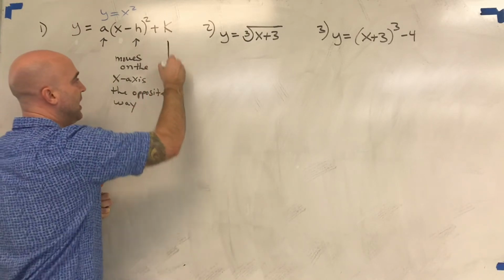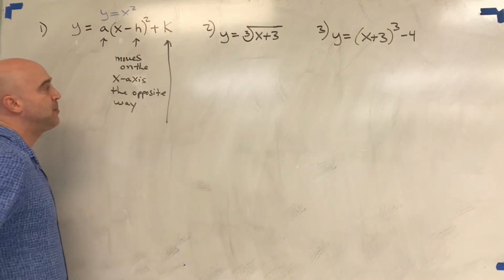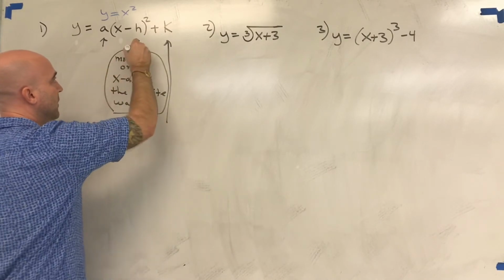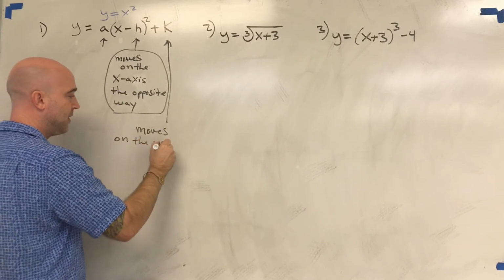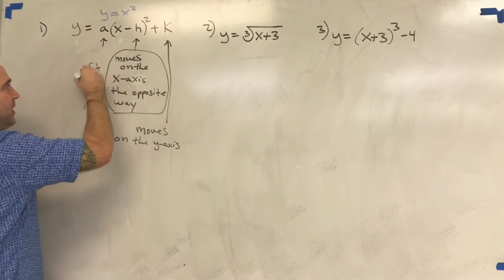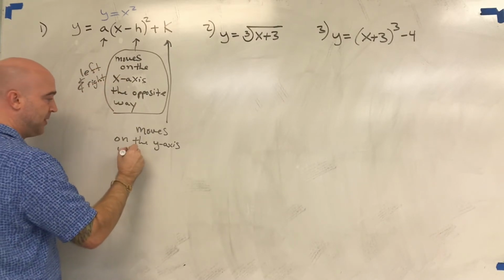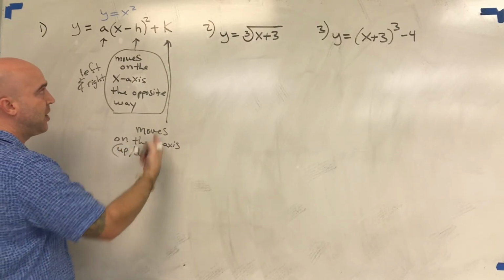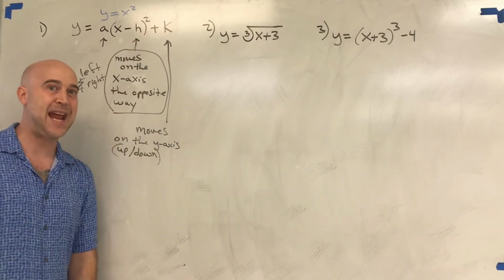And then the last one is the k. That last k is a number all by itself, separate from the parentheses. And that moves on the y-axis. So when I say x-axis, I'm saying left and right. When I say y-axis, I'm saying up and down, depending on what that number is. And it goes in that same way. We got a plus sign there, so that just tells you how far it moves up and down.